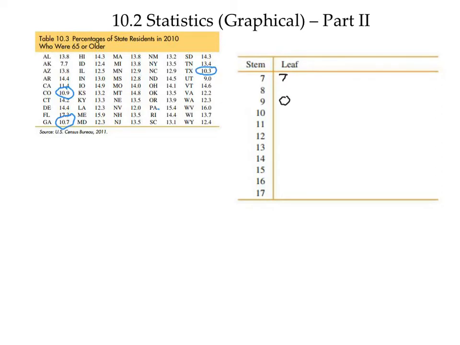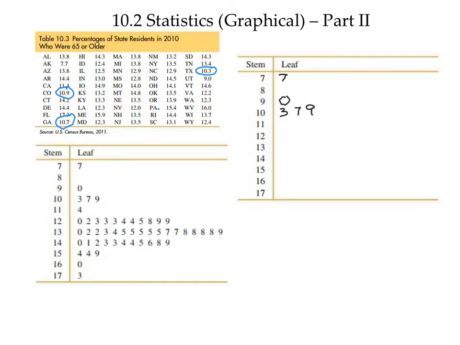For percentages beginning with 10, we have 10.3, 10.7, and 10.9. So I enter that as 3, 7, and 9. I try to keep my spacing equal. If I do this carefully, I can do a complete stem and leaf plot for the data in Table 10.3, and the result will look like this.